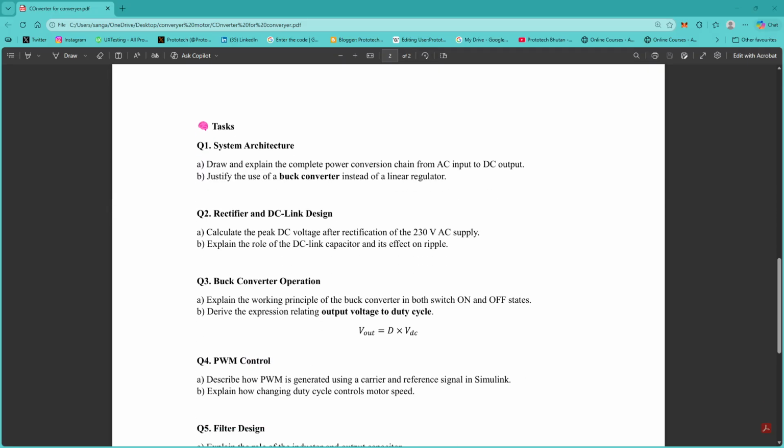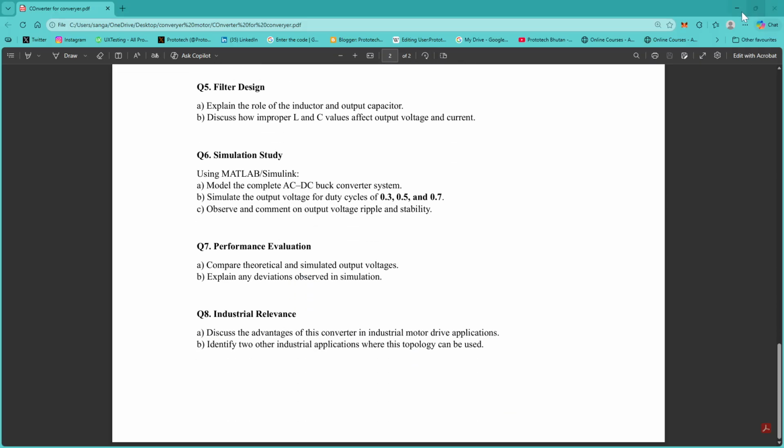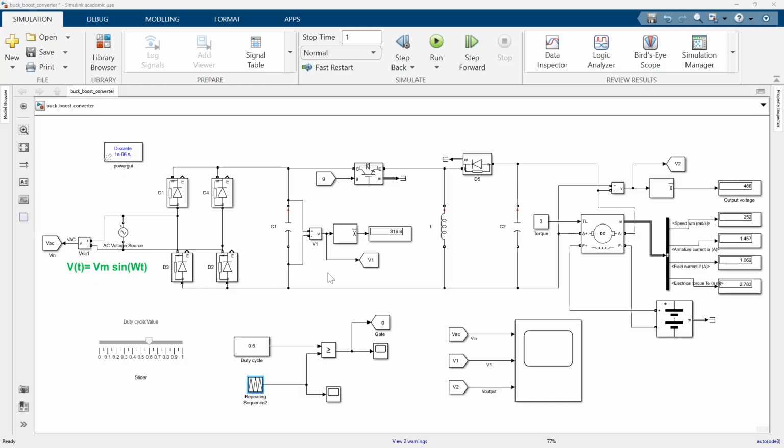Okay, here are the detailed talks of the project, and I will skip this part and let's directly move on to the Simulink model.